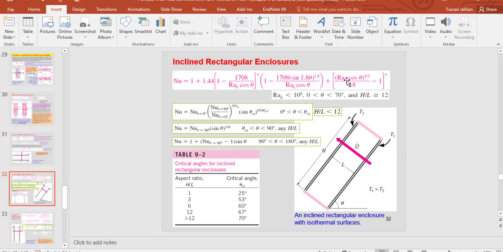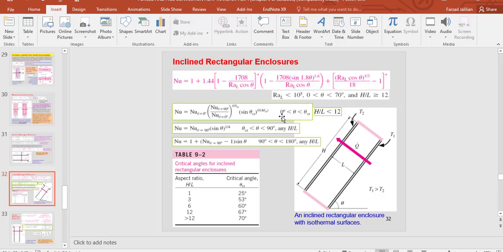And so we should also calculate this H divided by L. If it is higher than 12, we can use this equation to find Nusselt number. Then by using this Nusselt number, find the convection heat transfer. And if H divided by L is lower than 12, as you can see here, from 1, 3, 6 until 12, we will have a critical angle actually.